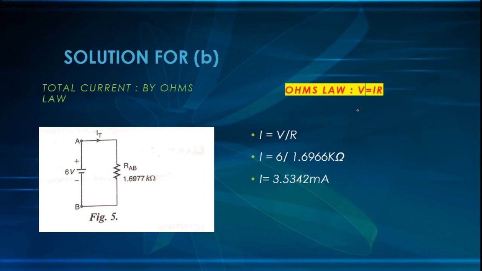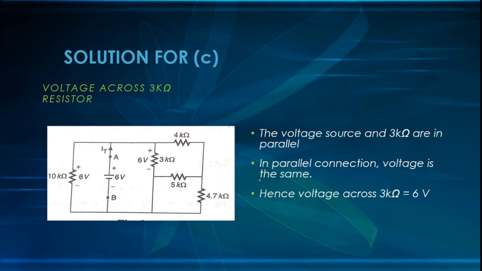Then according to Ohm's law, we know that V is equal to I into R, or I can be calculated as the total voltage by total resistance. So the total voltage is 6 volt, the total resistance across the circuit is 1.6977 kilo ohm. When you divide these two values, we will get the total current to be 3.5342 milliamperes. So this is the solution for your second subdivision.